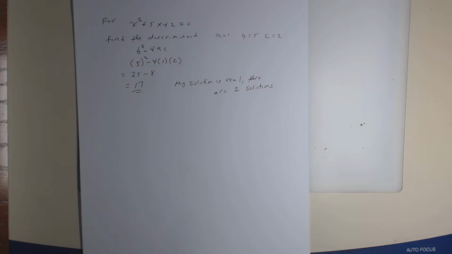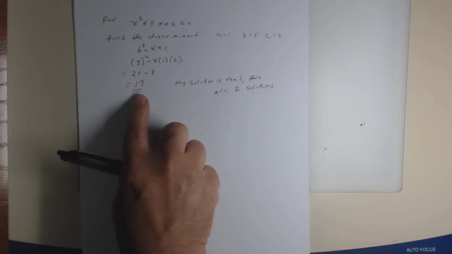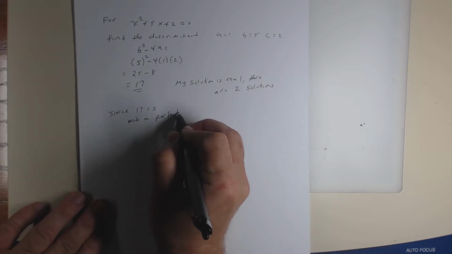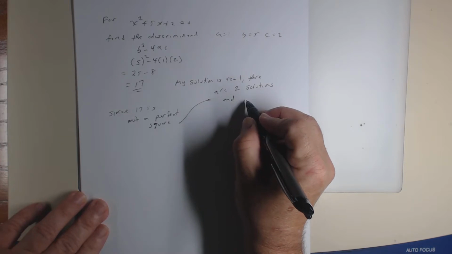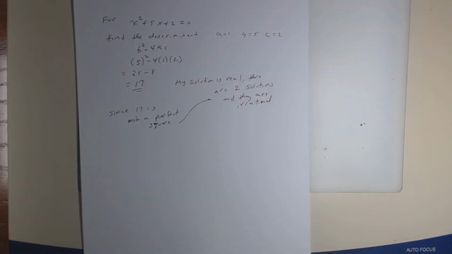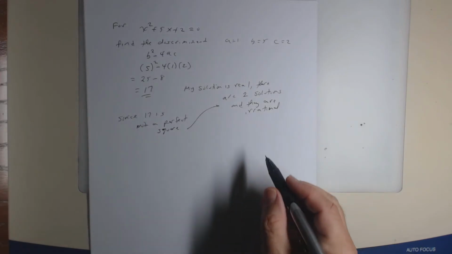Now you have to ask yourself, is it rational or irrational? Well, obviously you know, based on the problem, that it's irrational. But let's see why. Look at your discriminant. It's 17. Is it a perfect square or not? Since 17 is not a perfect square, there are 2 solutions and they are irrational. So the fact that the discriminant is not a perfect square makes it irrational. And notice again, going back to the solutions, are these conjugates of each other? Yes. So they are conjugates.